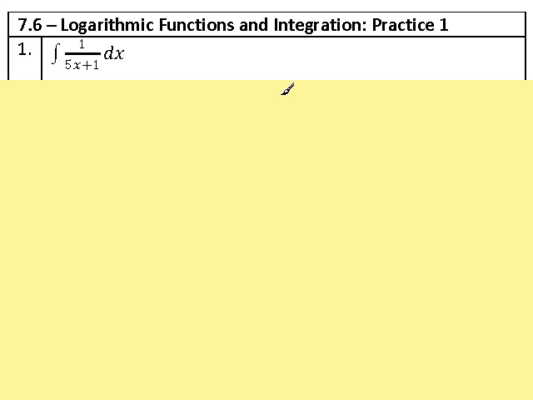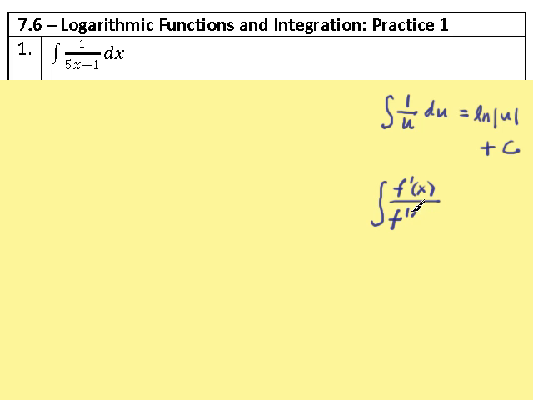Before we start this set of problems, let's remember that the integral of 1 over u du is equal to ln u. That is ln absolute value of u. Or, if we have something of this form, if we have a derivative in the numerator and the function that it's a derivative of in the denominator, this is what we call a log integral. This is log of the denominator.